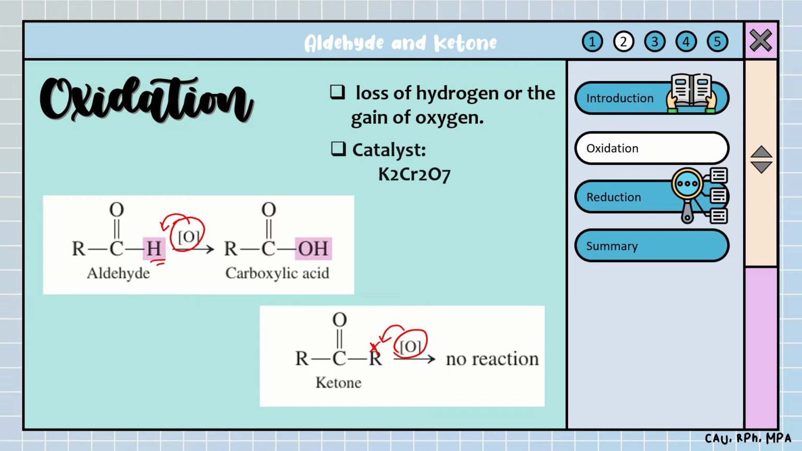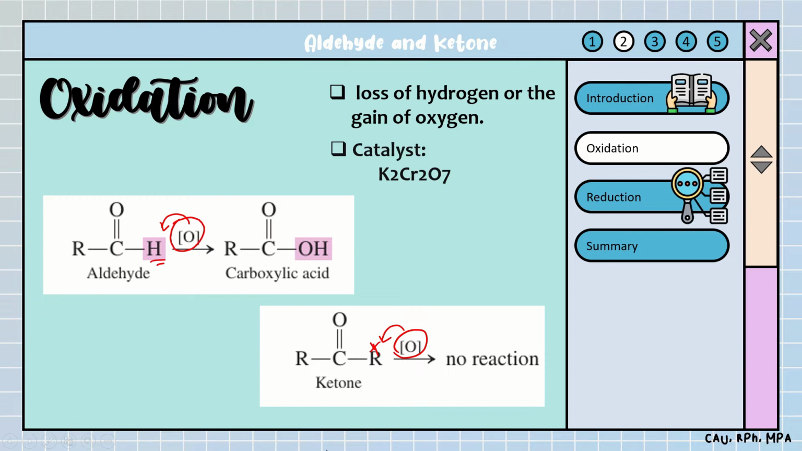Aside from potassium dichromate, a mild oxidizing agent that can convert aldehyde to carboxylic acid is also the air available in the environment where we store aldehyde. That's why it is very important, when you store your aldehyde, to keep it in an airtight container.